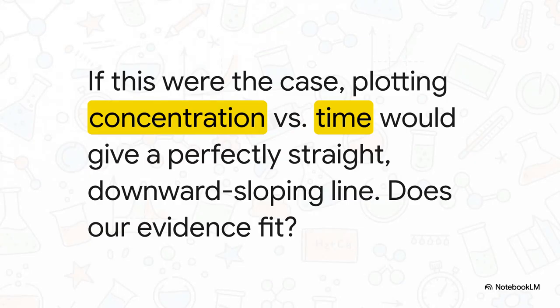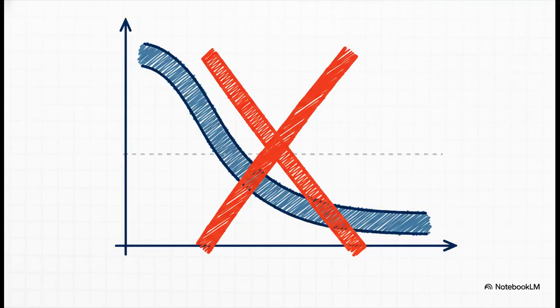Our first suspect is what's called a zero-order reaction. Now, if this were the case, the relationship would be super simple. The concentration would just drop at a perfectly constant rate. If we made a plot of concentration versus time, we should get a perfectly straight, downward-sloping line. So, does our evidence fit this story? Nope, not even close. Case closed on that one.